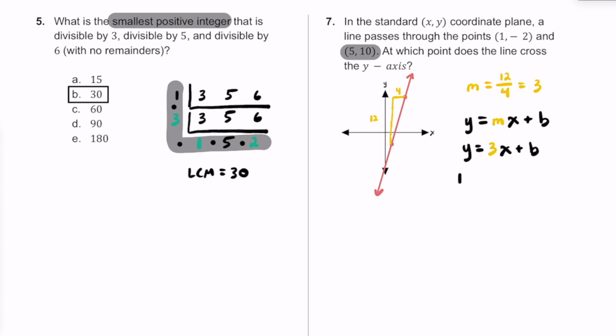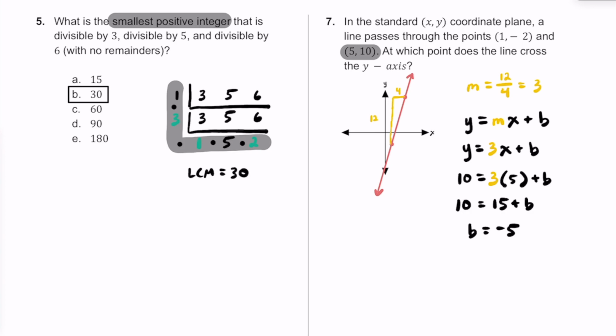So y is going to be 10. And then I'm going to say that's equal to 3 multiplied by x. In this case, it's going to be 5. So 3 times 5. Then we'll go ahead and add b. Now, 3 times 5 is 15, so I'm going to say 10 is equal to 15 plus b. If you take away 15 from both sides, we're going to say b is equal to -5.